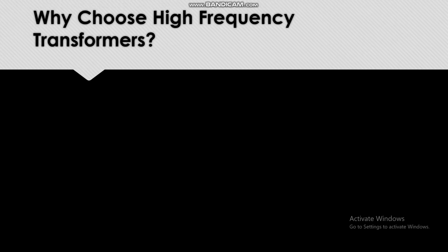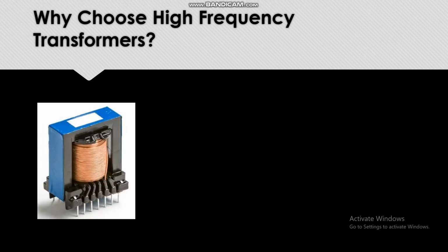Why choose high frequency transformers? As per their name, they operate at much higher frequencies. The primary difference is that, as the name implies, they operate at much higher frequencies, while most line voltage transformers operate at 50 or 60 Hz. High frequency transformers use frequencies from 20 kHz to over 1 MHz.